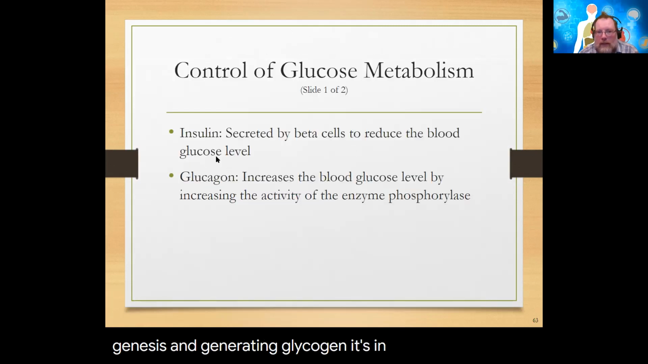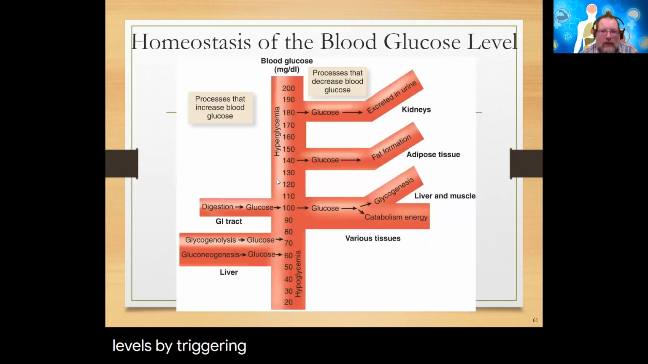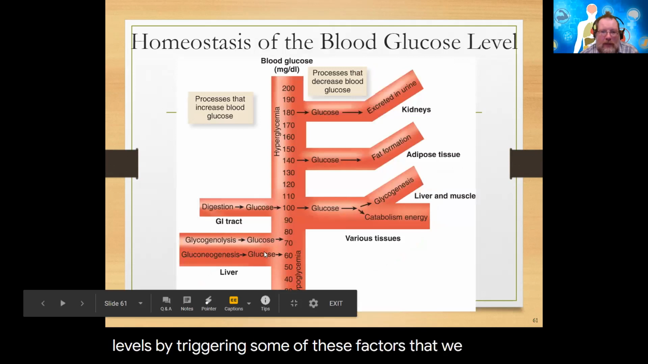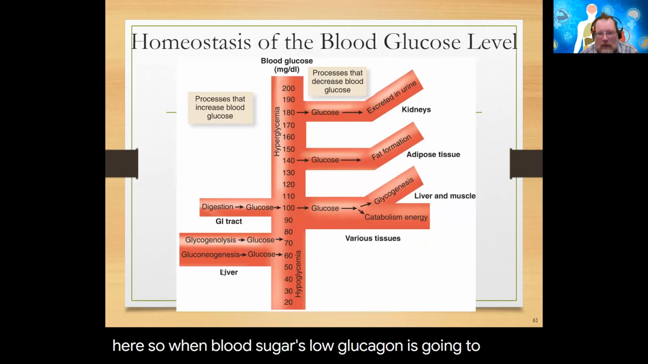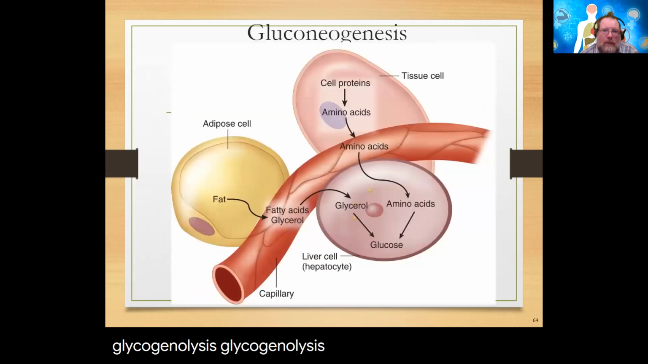And insulin gets blood sugars out. Glucagon is going to increase blood sugar levels by triggering some of these factors that we see over here. So when blood sugar is low, glucagon is going to trigger glycogenolysis, glycogenesis. Okay. Gluconeogenesis as well.